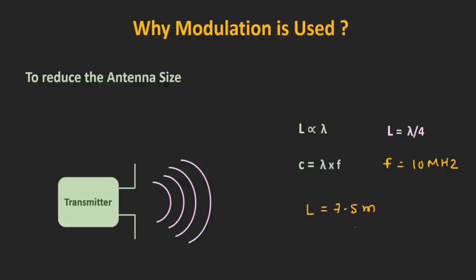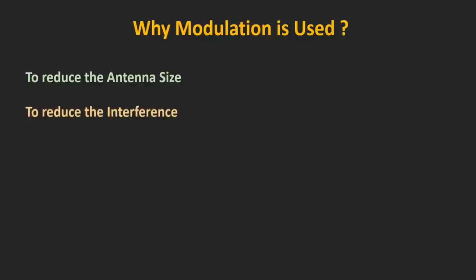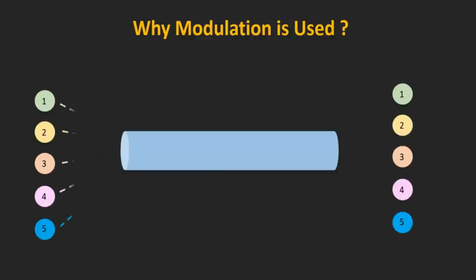The second reason is to reduce interference. Just imagine in a single room, if three persons are talking to the same person at once, then that person won't get anything, right? Similarly, let's say 5 different voice signals around the same frequency range are transmitted without modulation through a single channel. Then there will be interference between them, and at the receiver end, we won't get any transmitted signal.